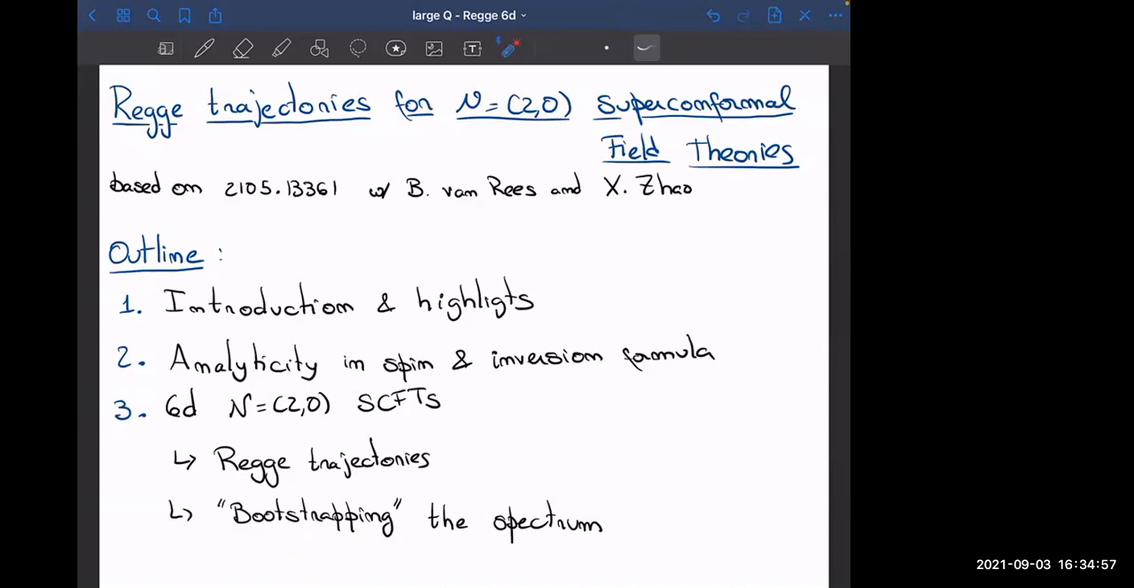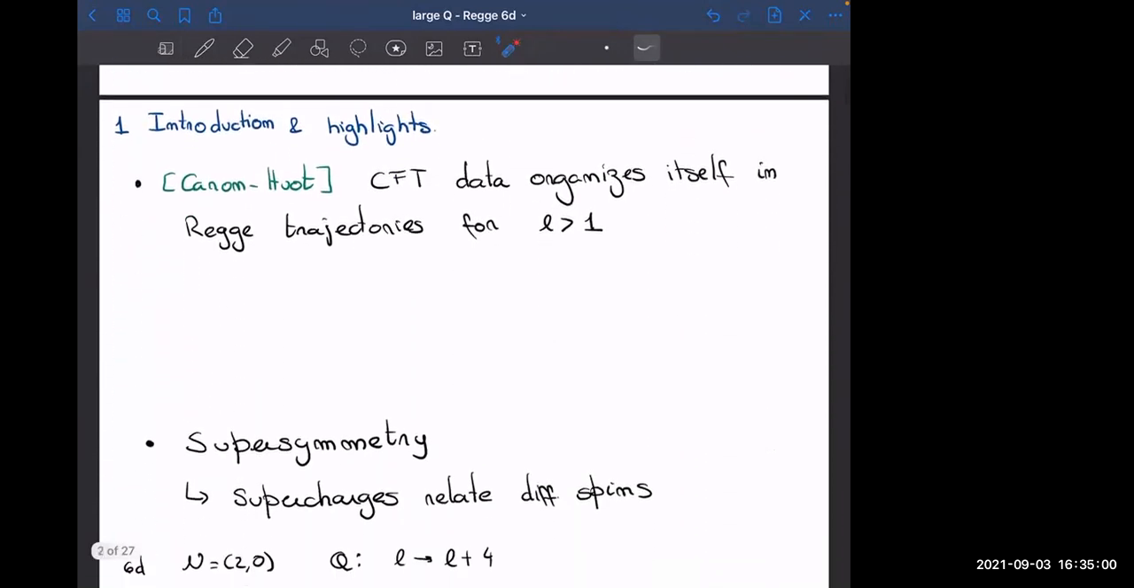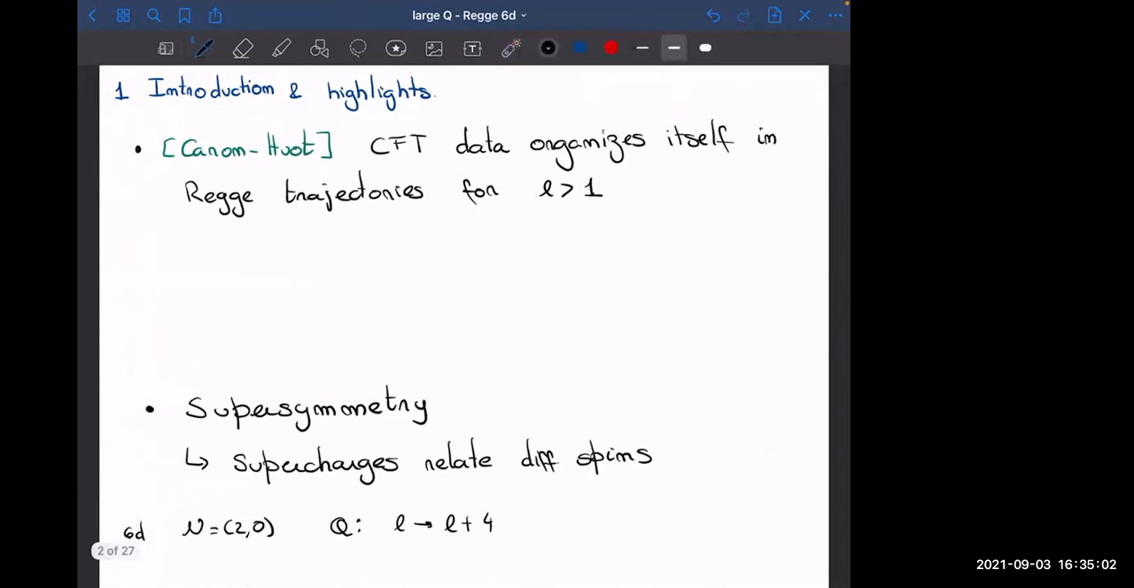So I've been saying a lot of words, so let me start by giving some more details of what I mean. The idea of this talk, the name Regge trajectories, comes from what we learned to expect from the work of Simon Caron-Huot, that the CFT data organizes itself in Regge trajectories starting at spin 1, by which I mean that the dimensions of the operators are expected to be smooth functions of the spin, and similarly the OPE coefficients are expected to be smooth functions of the spin. I'm saying expected because there are some little caveats that you can ask me about later if you want to know more.